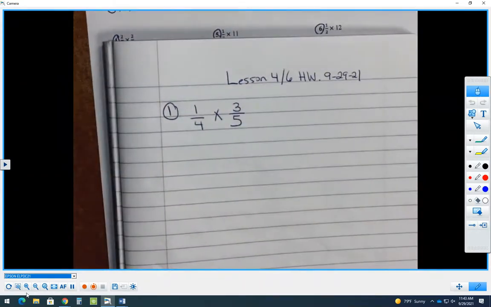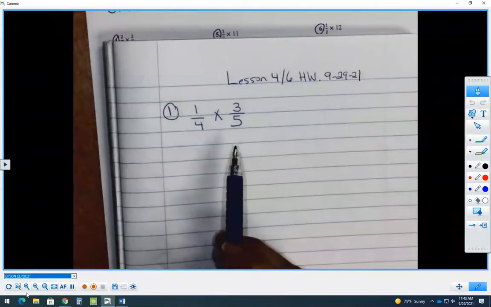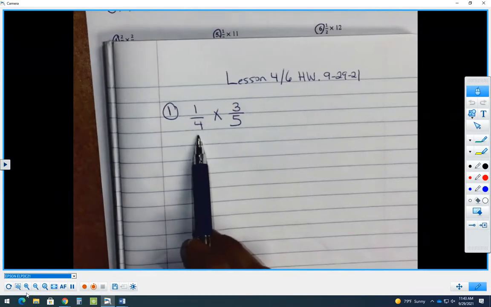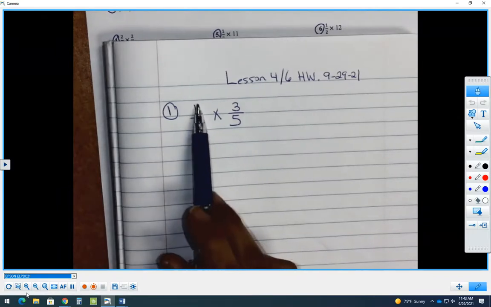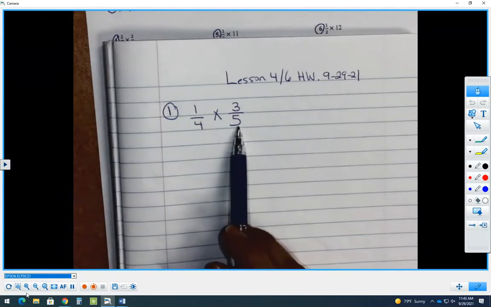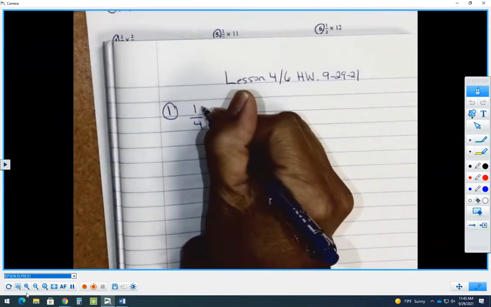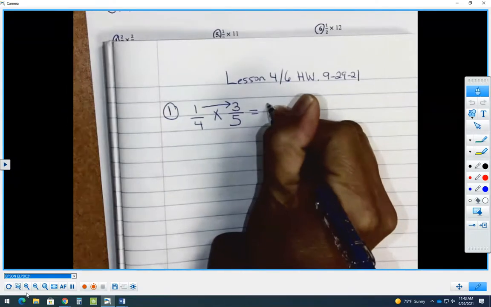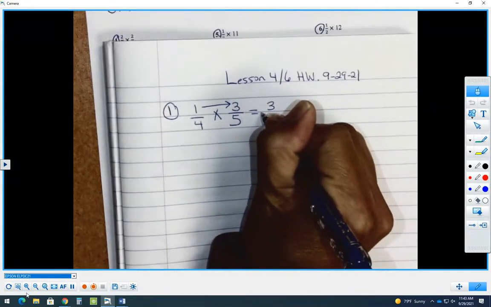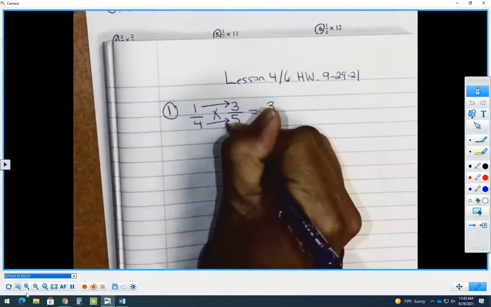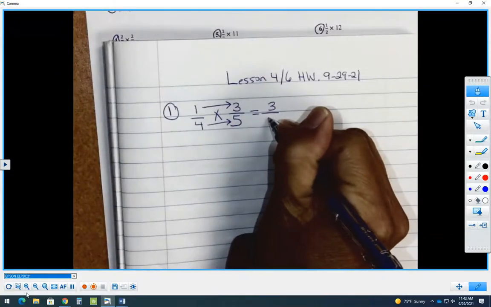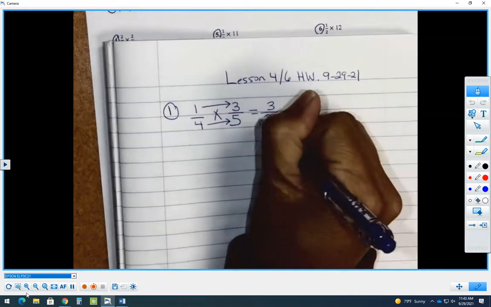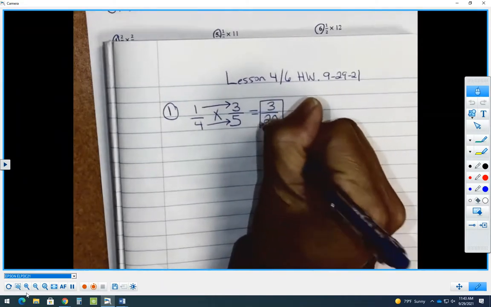Okay? We were talking about multiplying fractions, to make sure it's in fraction form, right? So is this a fraction? Yeah, numerator, denominator. Is this a fraction? Yes. So I'm gonna go ahead and start multiplying. What's 1 times 3? 3. What's 4 times 5? 20. So the answer looks like 3/20, 3 out of 20.